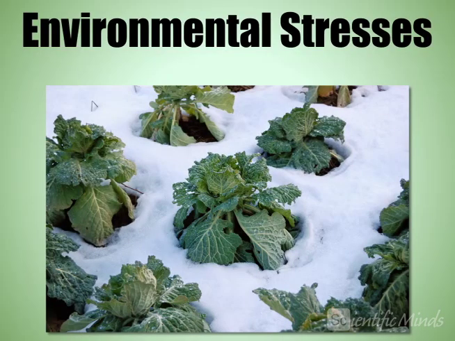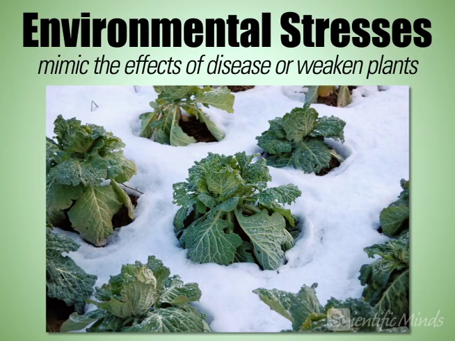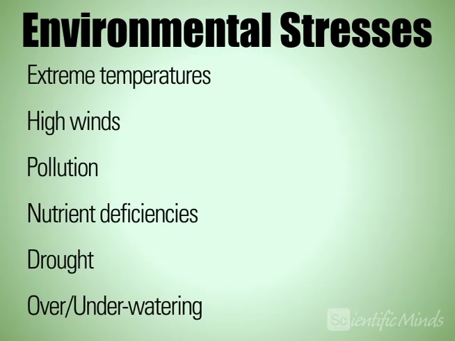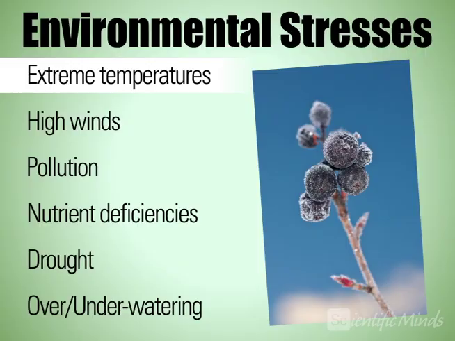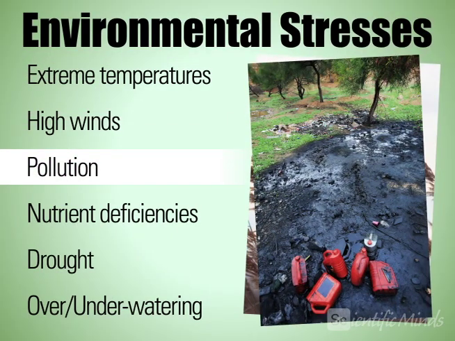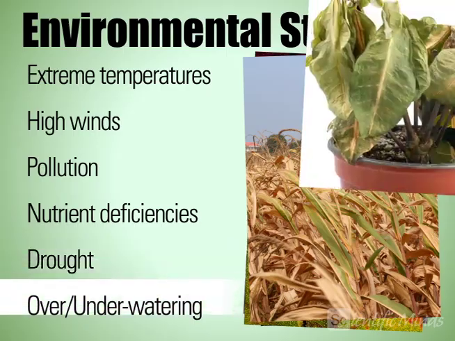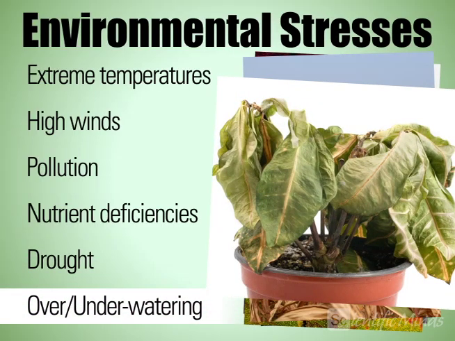It's important to know that the effects of environmental stresses can mimic the effects of disease or can weaken plants so that they are more susceptible to disease. Environmental stresses are caused by extreme temperatures, high winds, pollution, nutrient deficiencies, drought, and over- or underwatering.